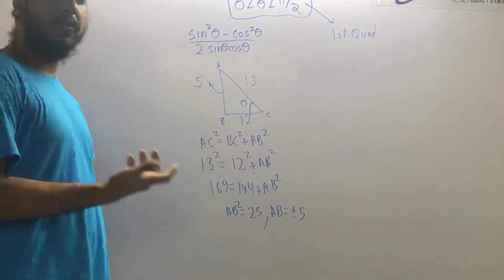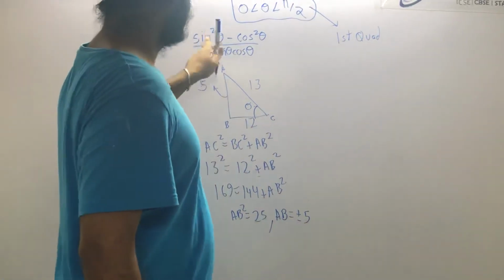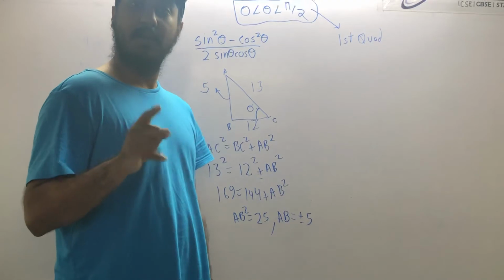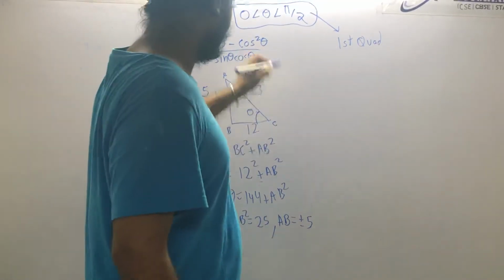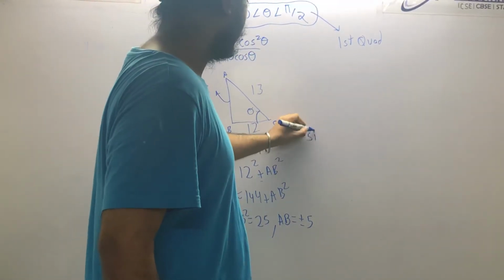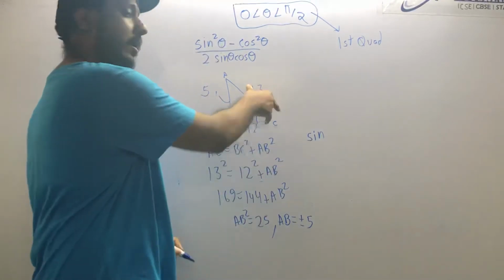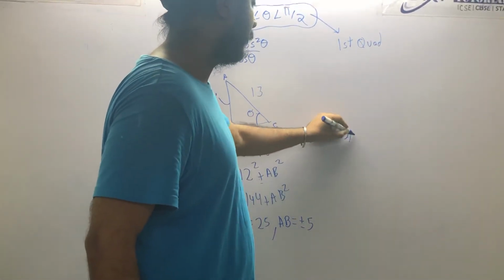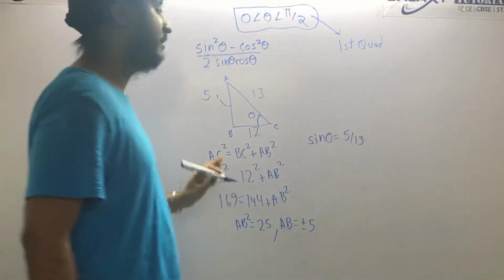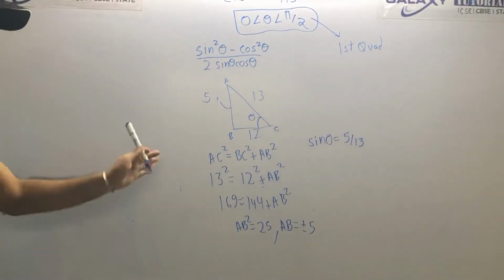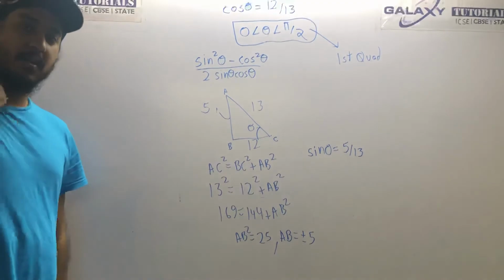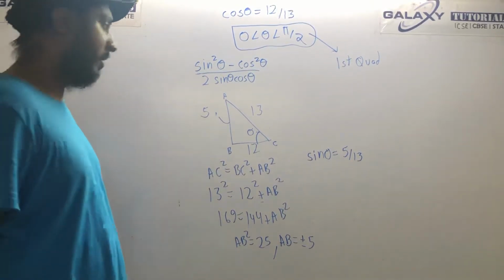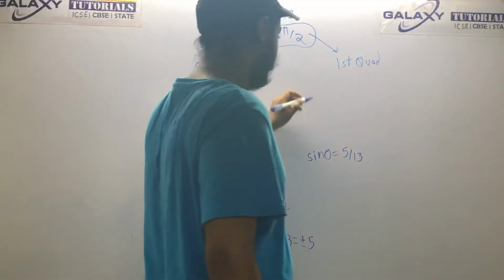Why did I take the plus value? Because sin theta, in the first quadrant, is it positive or negative? It is always positive. So sin theta will be perpendicular upon hypotenuse, so 5 upon 13. So sin theta is 5 by 13. This was the first method. You can use this, but it is a little bit longer. I will show you an even shorter method that will be a little bit easier for you all.